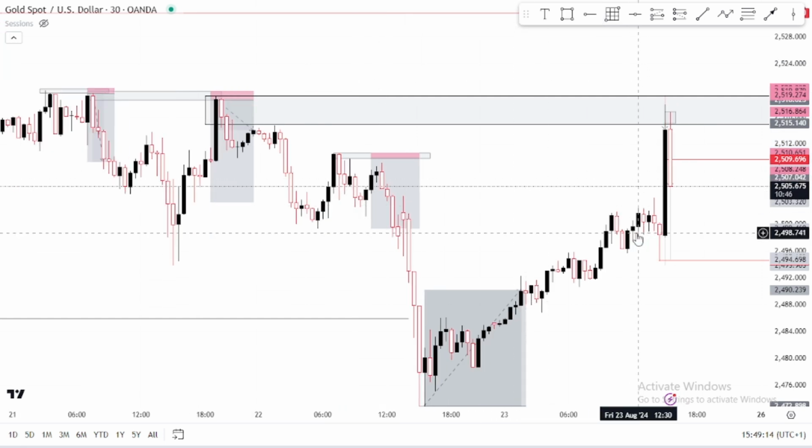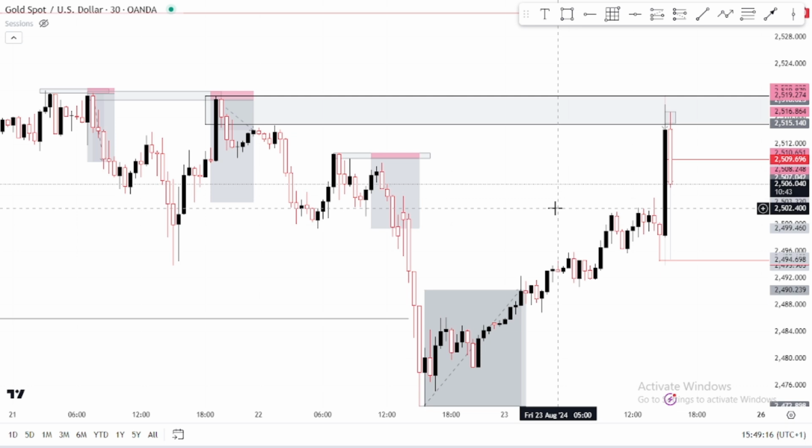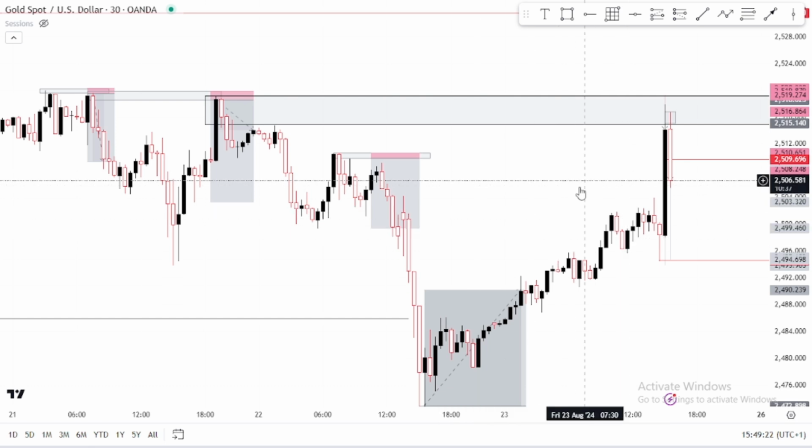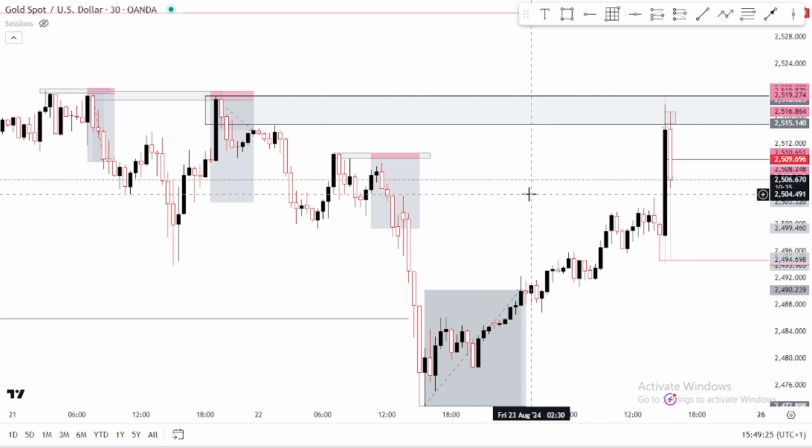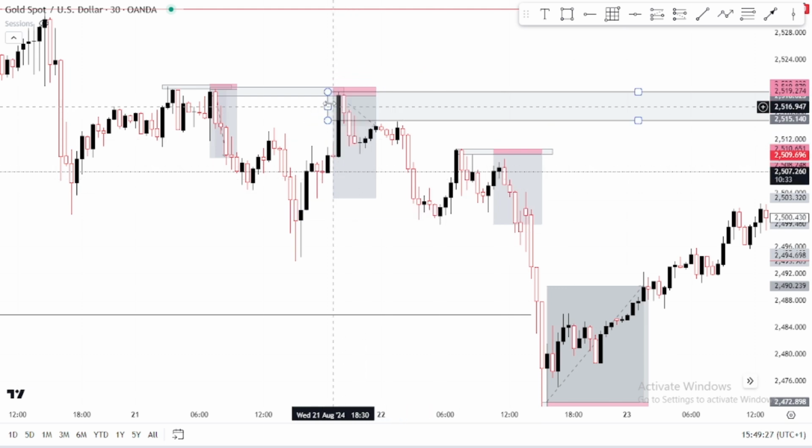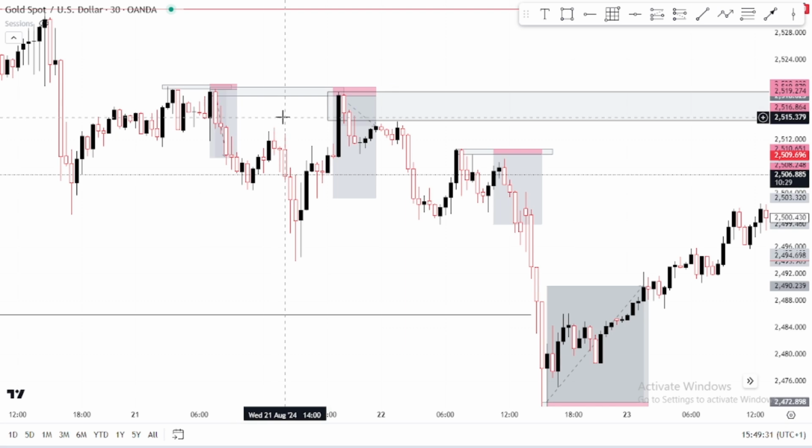That is my first entry. I missed the second entry and then the third entry just because I wanted to record this particular video. That's the reason why I missed it. So this particular order block on 30 minutes is still the same, so you have to go down to the next lower time frame, which is our 15 minutes time frame.